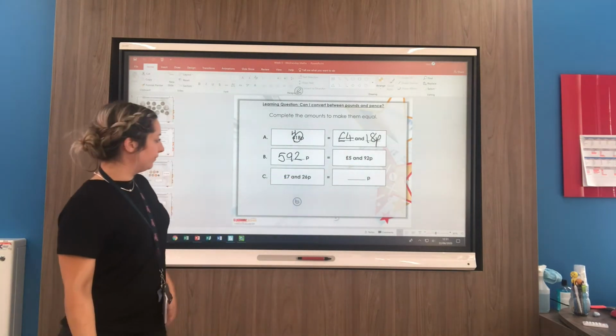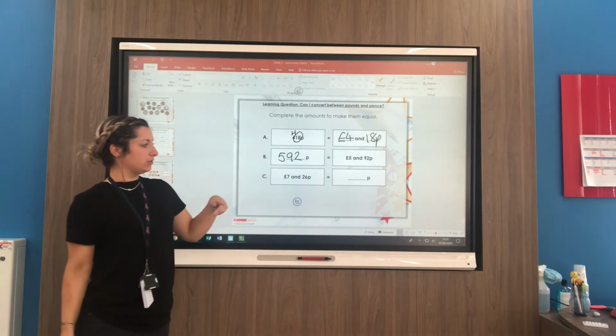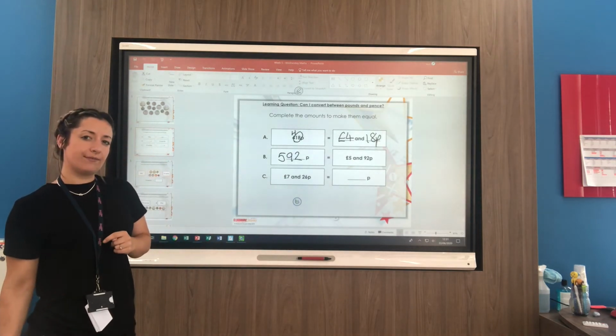592p. Right, last one. £7. How many hundreds in £7?